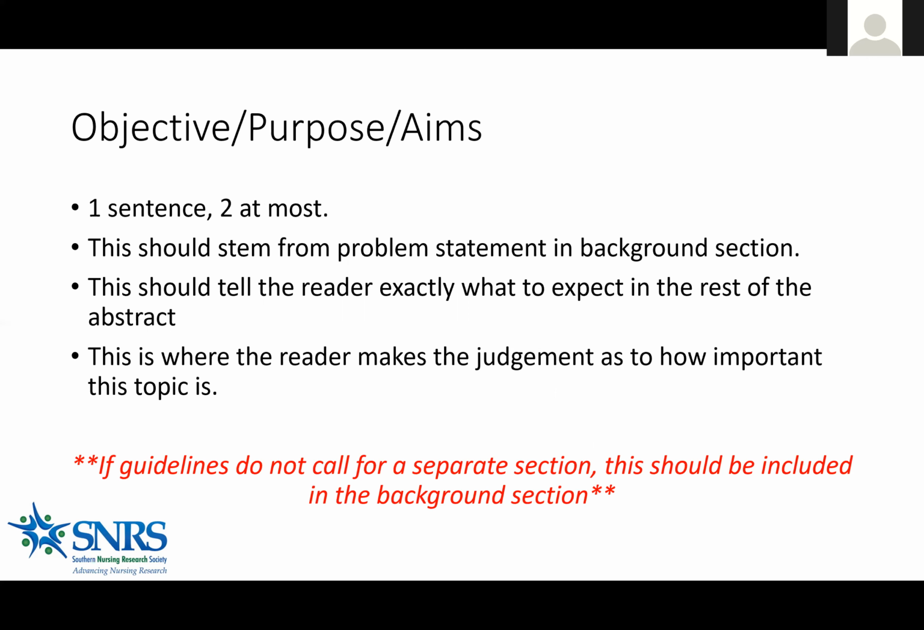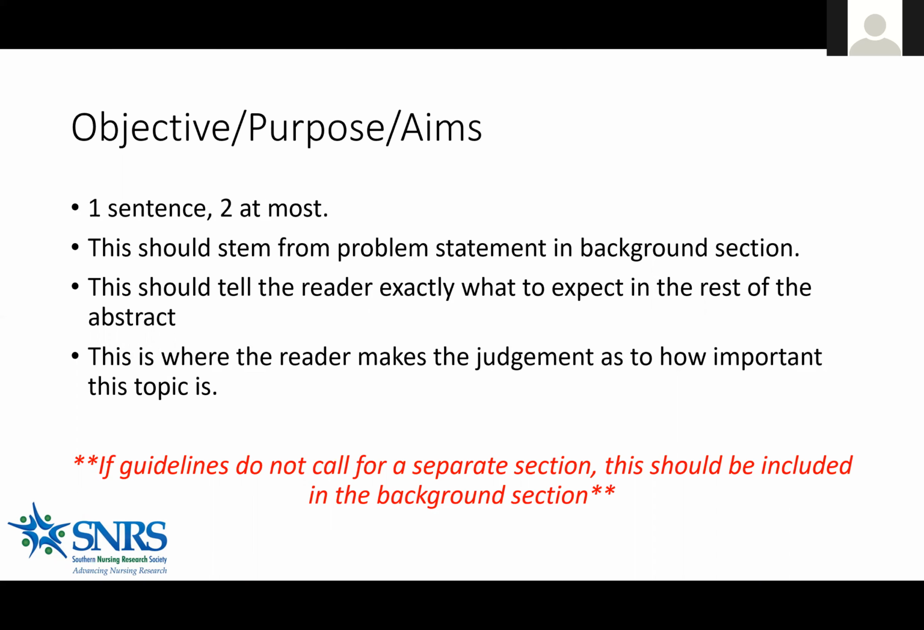Another piece is to state what the objective or the purpose or the aims of the study are. This is generally 1 sentence or 2 at most, and it should directly stem from the problem statement in the background section. So it should tell the reader exactly what to expect in the rest of the abstract, because this is where the reader, the reviewer, will make the judgment really as to how important this topic is. Now, often guidelines do not call for a separate section for objectives, and so if that's the case, this should be the last sentence of your background section.